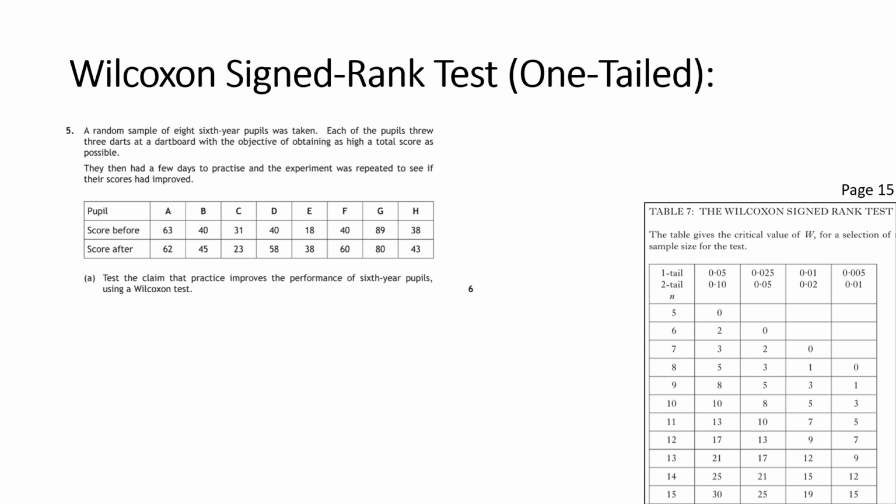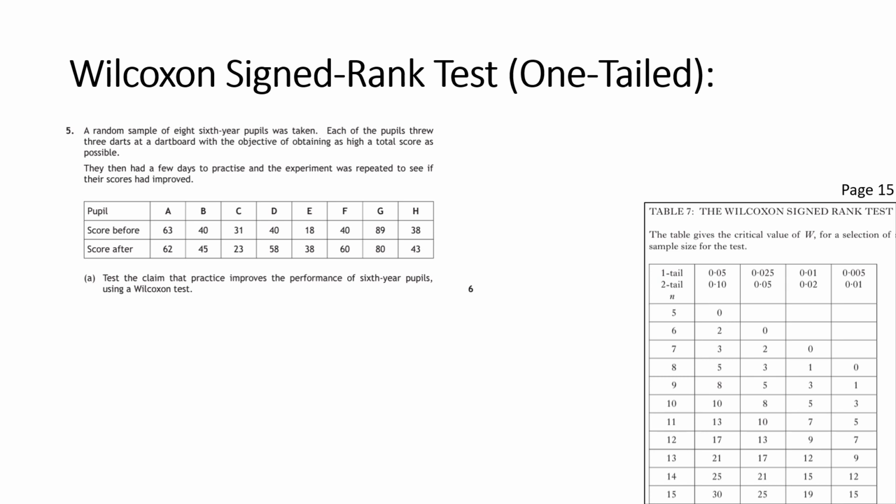As always, we start with the one-tailed test. A random sample of 8 sixth-year pupils was taken. Each of the pupils threw 3 darts at a dartboard with the objective of obtaining as high a total score as possible. They then had a few days to practice, and the experiment was repeated to see if their scores had improved. We have the pupils A, B, C, D, E, F, G, H, and then we have the scores before and after. Test the claim that the practice improves the performance of sixth-year pupils.